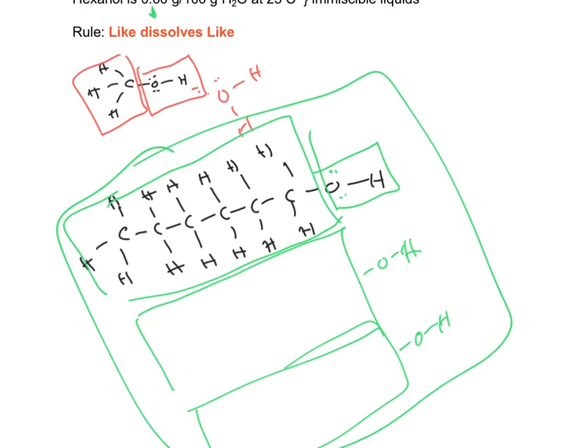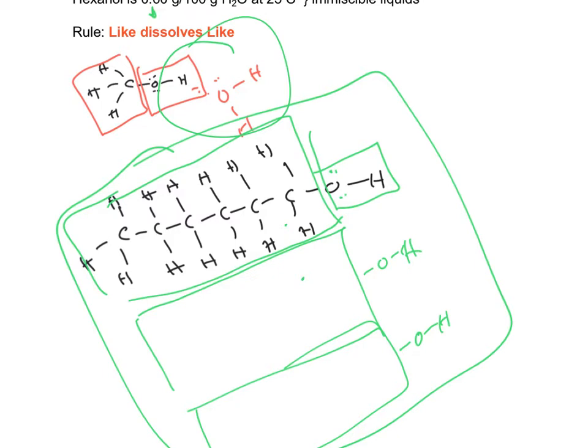So we use that term like dissolves like. Molecules that have similar intermolecular forces will stay together. There's stability associated with that. And then in the top, you see that polar molecules stick together as well.